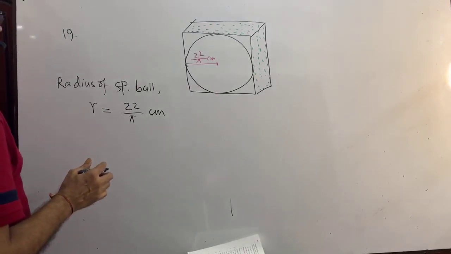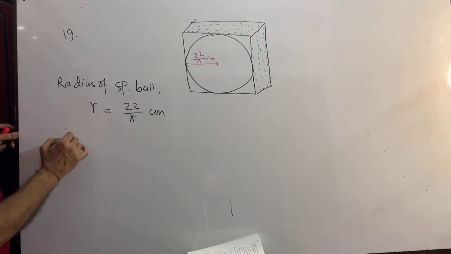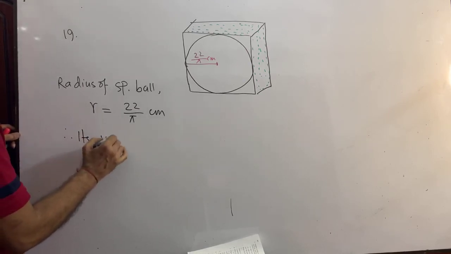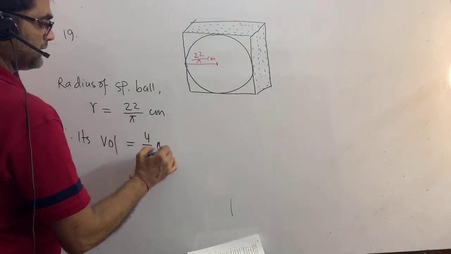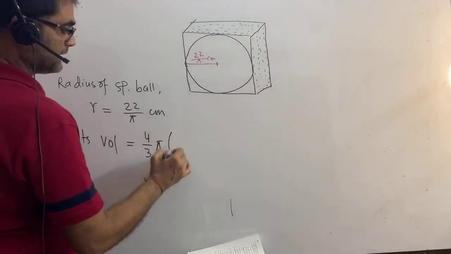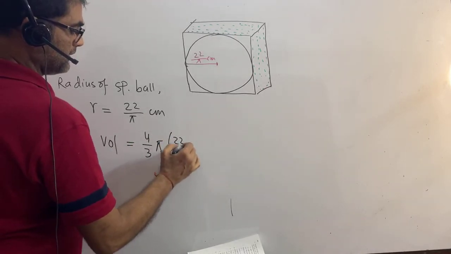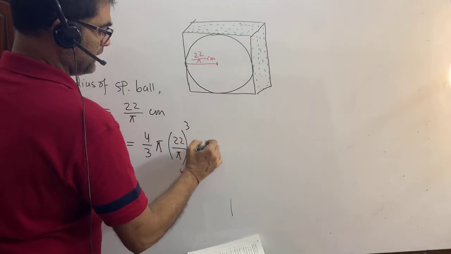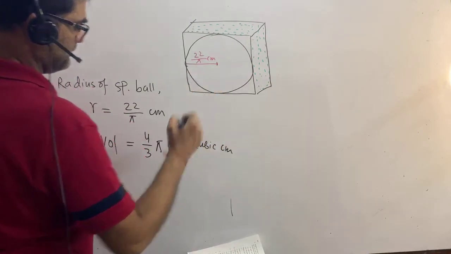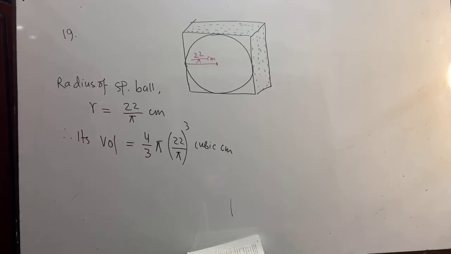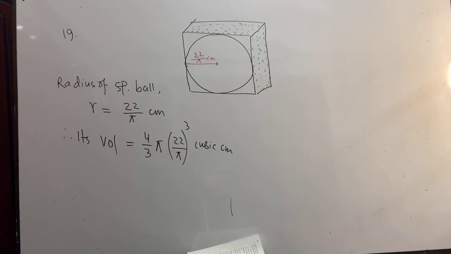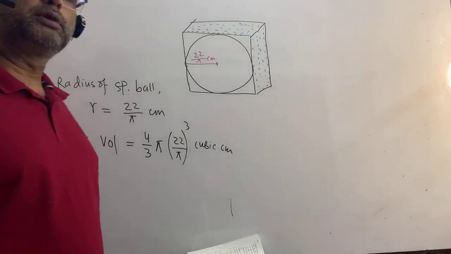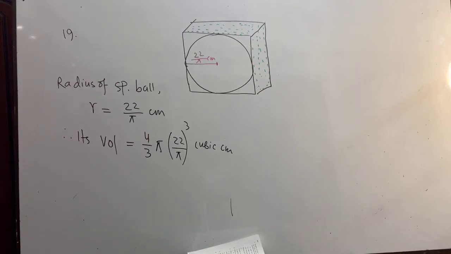Then what is its volume? Therefore its volume is equal to, what is the formula? 4 by 3 pi r cube, cubic centimeter. Now what should we do? We have to find the volume of the cubical box. Before finding the volume of the cubical box, I have to find the length of the cubical box.